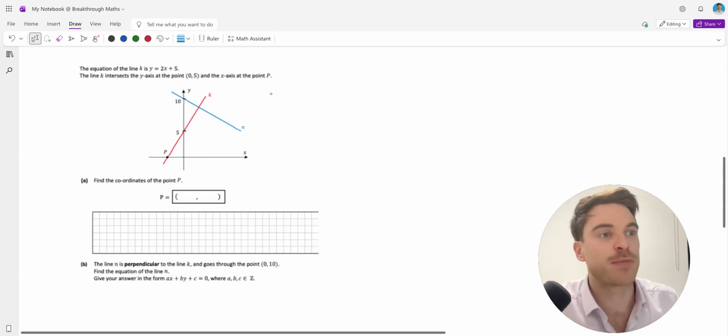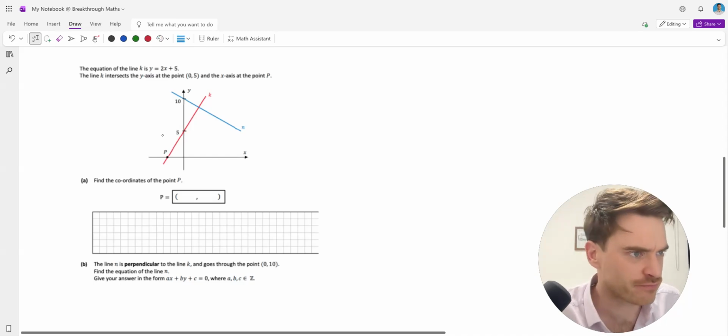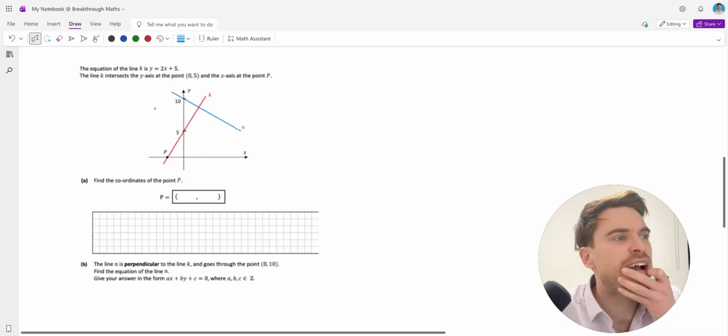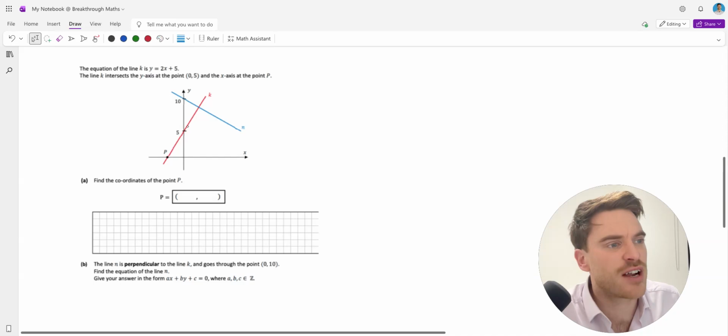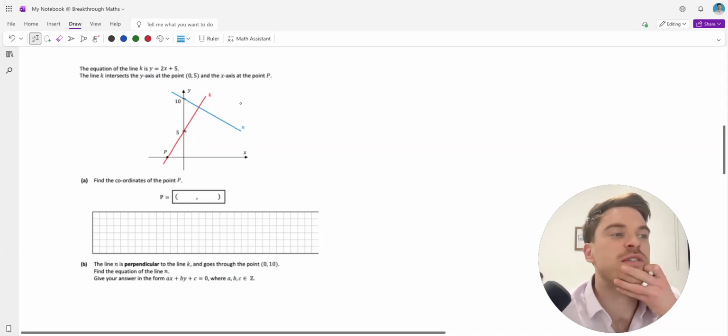So, look at this question here. The line K intersects the y-axis at (0, 5), and the x-axis at point P. So there's one intersection, that's all good, and there's another intersection, x-axis point P. Find the coordinates of the point P.